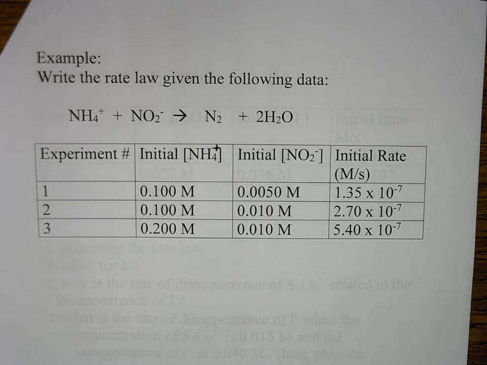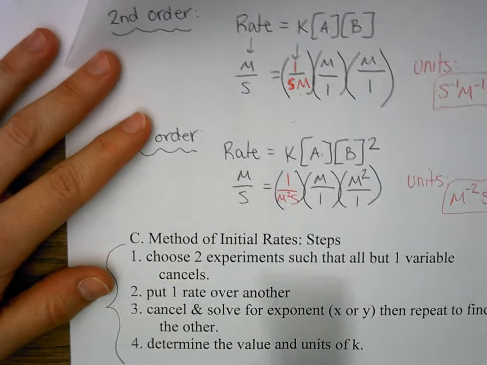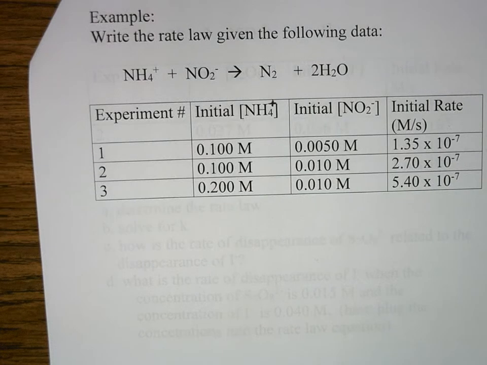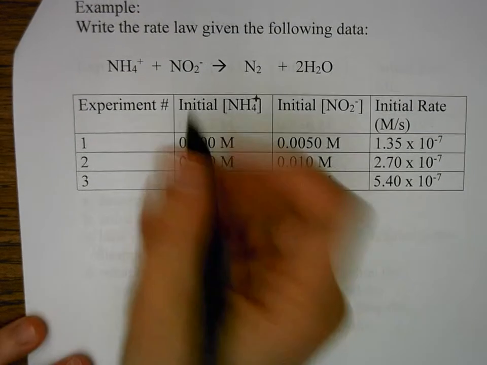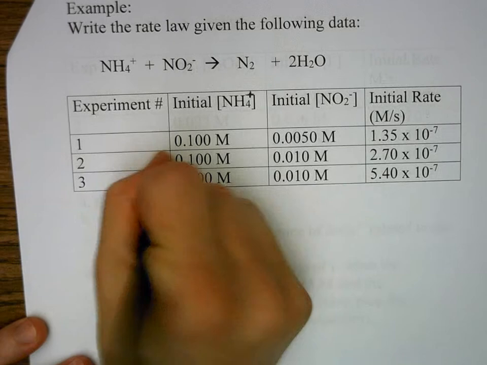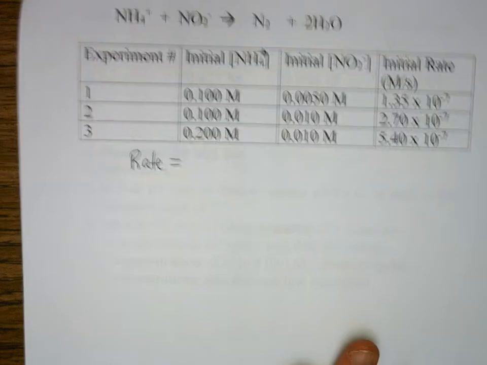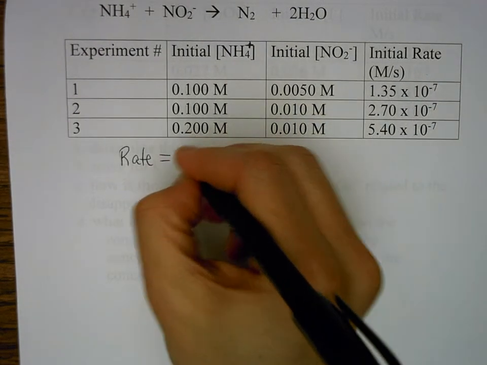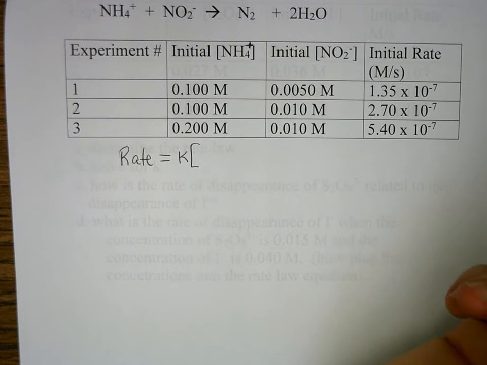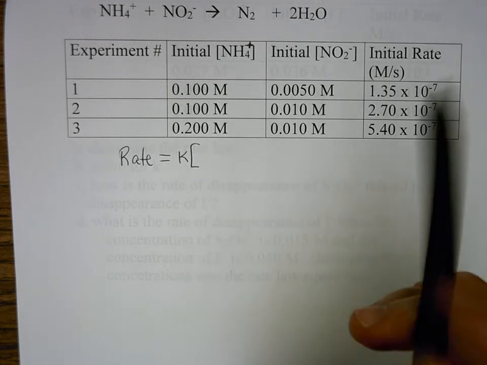So step 1, which on this one says to choose 2 experiments such that all but one variable cancels. There's actually one thing you have to do before that, and that is to write out the general formula of the equation. The general rate law, and we've written this earlier in the notes, is that the rate is equal to K times the concentration of, now in the rate law equations, it's reactants only. If there's 1 reactant, then it's just 1. If there's 2 reactants, then put both. If there's 3 reactants, put all 3. All the reactants need to be included in the rate law, not products.